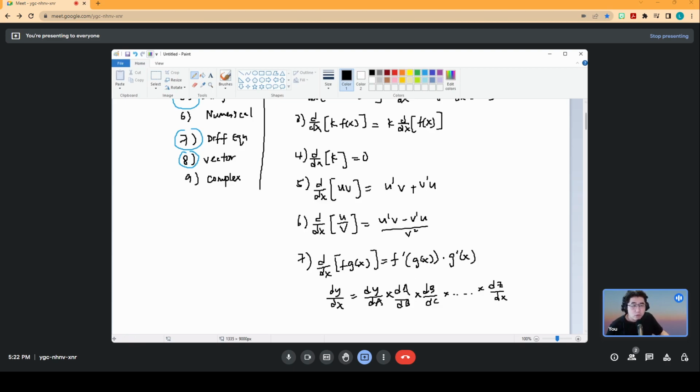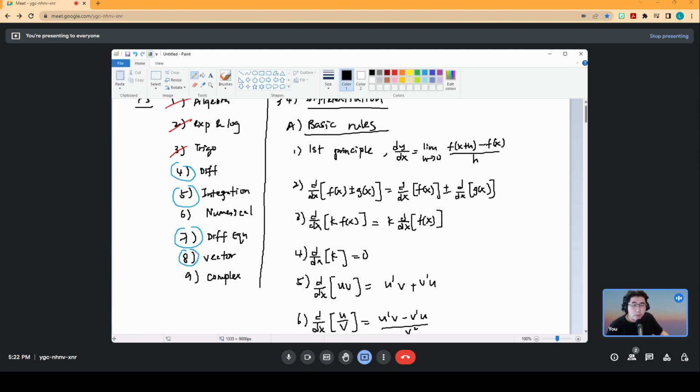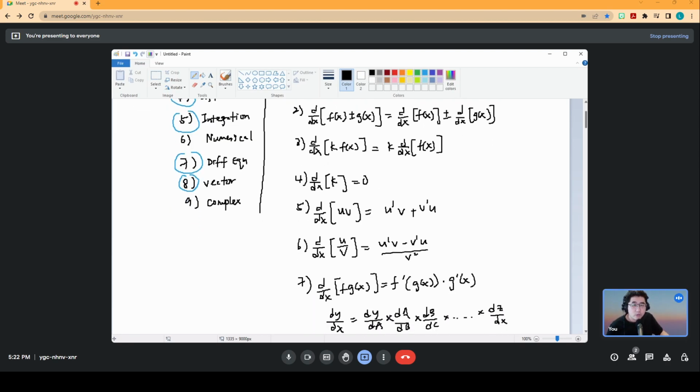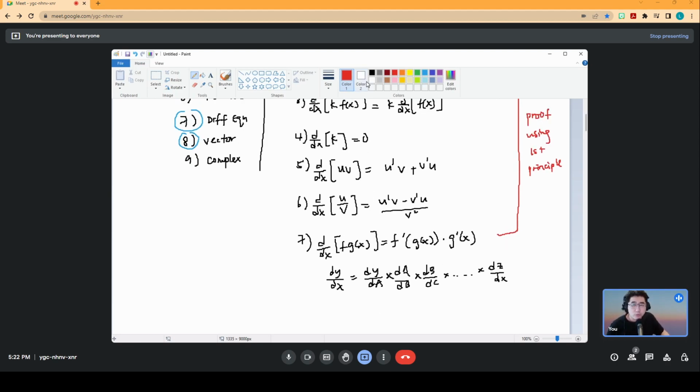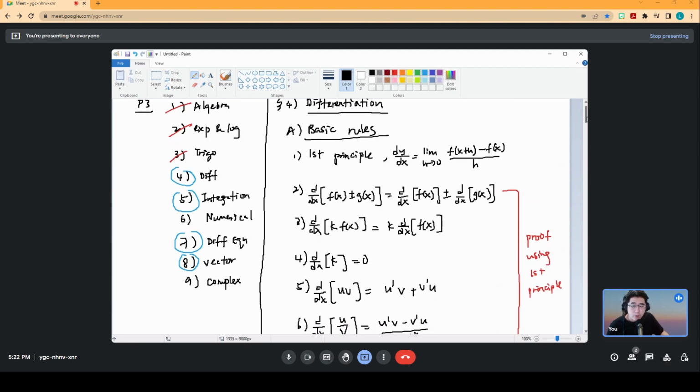So these are some basic rules. For further math students, of course, everything here can be proved using first principle. But for those students going for top tier university, or maybe the university interview, maybe you need to prepare for this. For others, maybe you are not required to. So these are the basic rules.